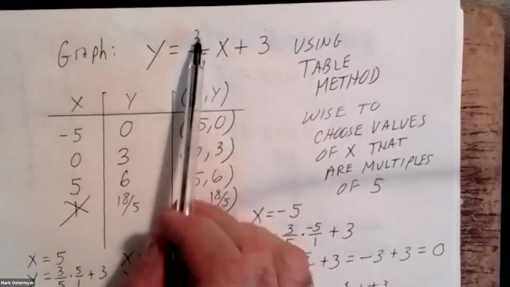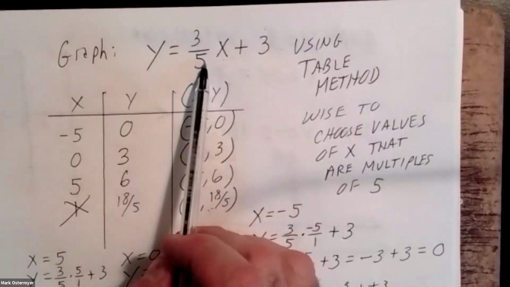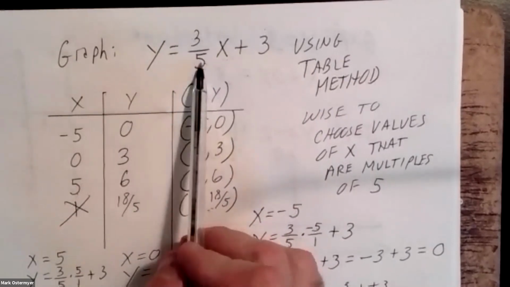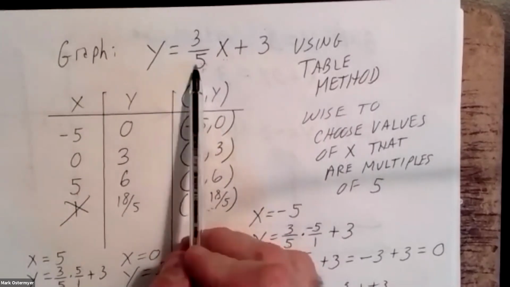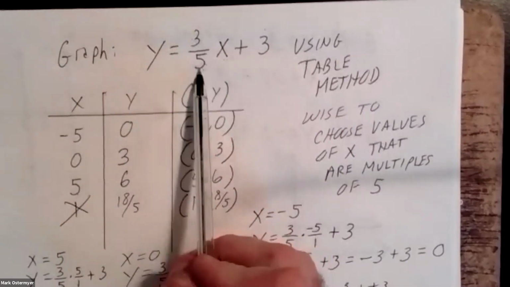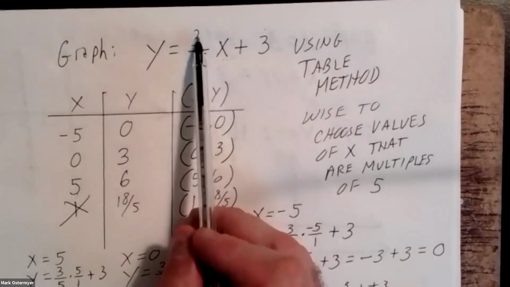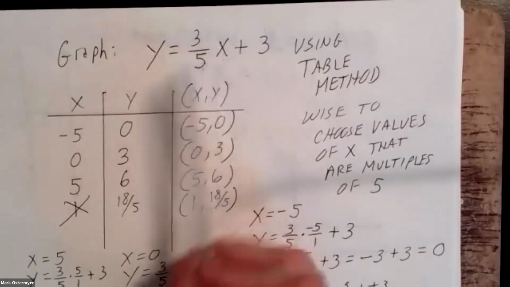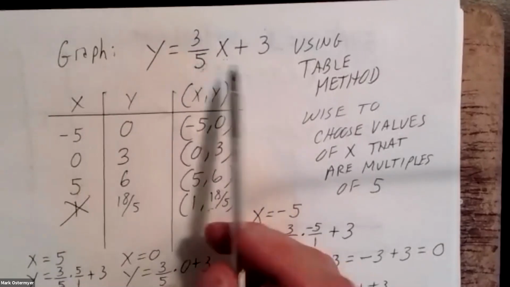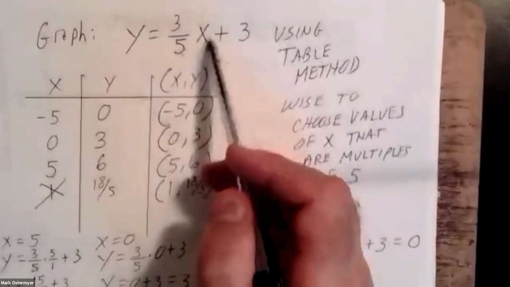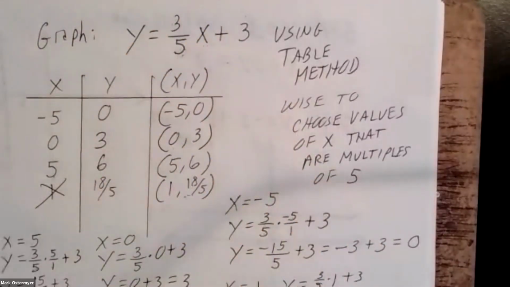If this fraction was 3/7, then we would choose multiples of what? If it was 3/7 times x. If that was a 7 instead of a 5, what should we choose for x? Multiples of 7. If this was 3/4 times x, then we would choose multiples of 4. All right. So by choosing multiples of the denominator of the fraction being multiplied by x, your life's going to be so much nicer. If you don't choose multiples of that denominator, then you're going to have a real messy graph.